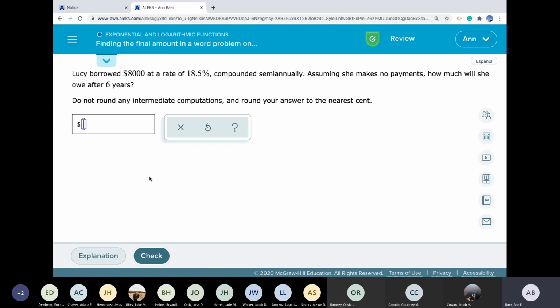So here's the problem. Lucy borrowed $8,000. I'm writing this down, at a rate of 18.5%, compounded semi-annually. Assuming she makes no payments, how much will she owe after 6 years?